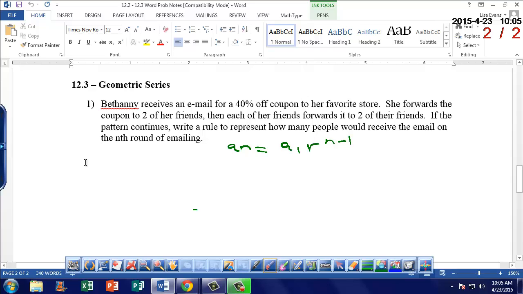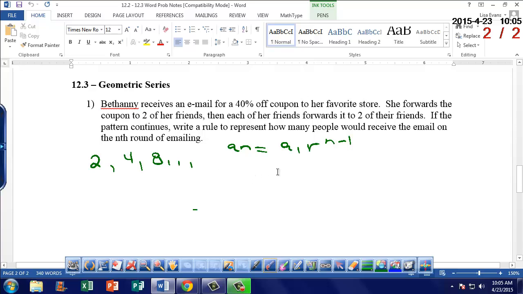of emailing. So we know that it's going to start with coming to 2 people, right? Bethany and someone else received it if everybody's forwarding it to 2 other people. Then those 2 people are going to forward it to 2 more, which would be 4. Those 4 people are going to forward it to 2 more, which would be 8.